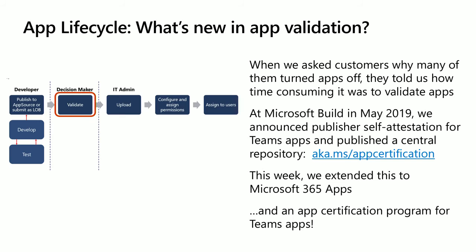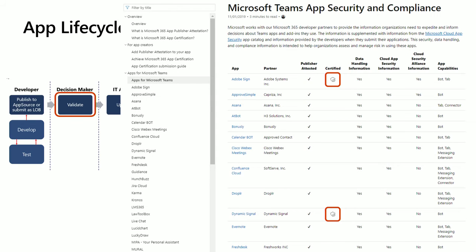And we also announced an app certification program for Teams apps. On that same page, if you go to the list of Teams apps, you'll see 3 apps. One of them is down if you scroll on PowerPoint. But anyway, Adobe Sign and Dynamic Signal.